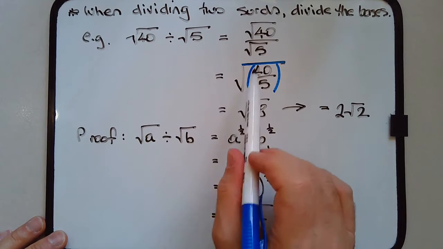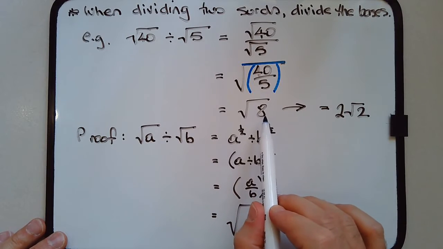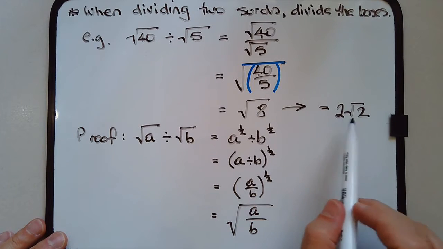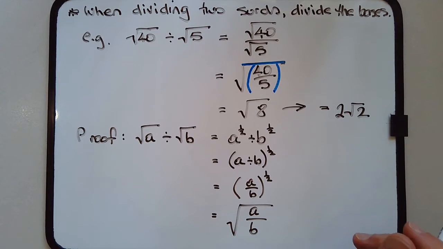Anyways, moving on. So square root of 40 over 5 is the same as square root of 8. So 40 divided by 5 is 8. And you know that the square root of 8 can be simplified to root 2. Hopefully we know how to simplify a surd now by taking out the square factor and taking the square root of that.